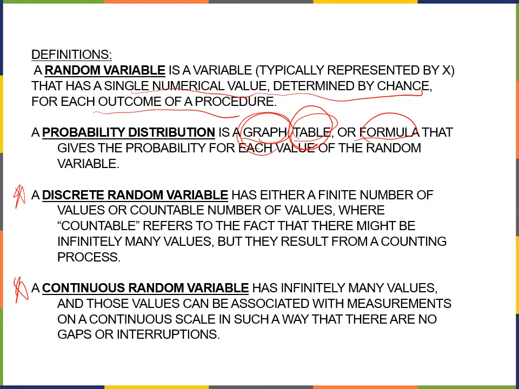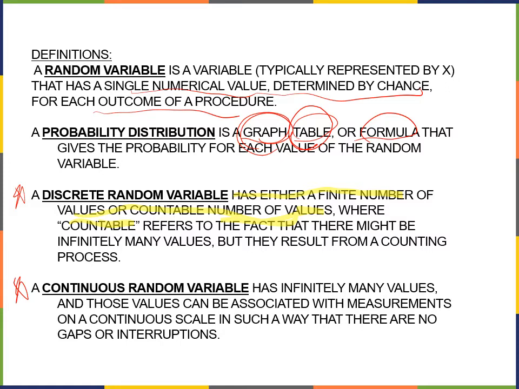So let's look at discrete random variable. A discrete random variable has either a finite number of values or a countable number of values, where this idea of countable refers to the fact that there might be infinitely many values, but they're able to come about by counting. Usually, the best way to describe a discrete random variable would be if you could count up the values with one of those clickers they use to count people coming through a door at a concert or something. And if you could count the number of values that way, then you would have a discrete random variable.